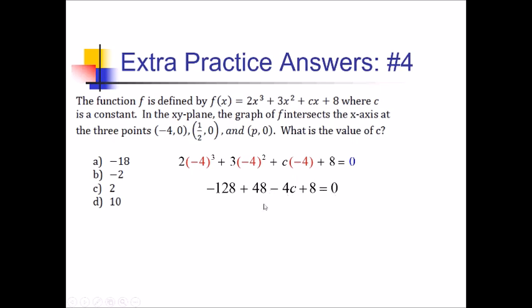Combining stuff on the left side, negative 128 plus 48, that's going to be negative 80, and negative 80 plus 8 is negative 72. I'm going to add that 72 over to the right side. And now if I divide both sides by negative 4, I believe that is going to be negative 18, that c equals negative 18. So that gives us answer choice A.